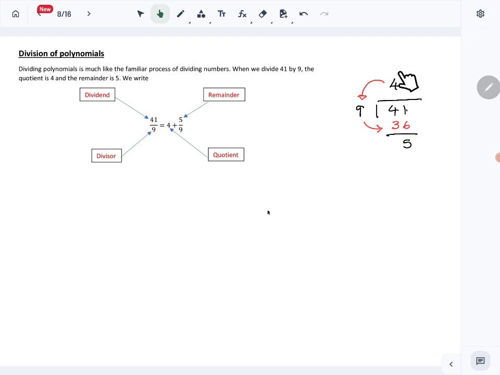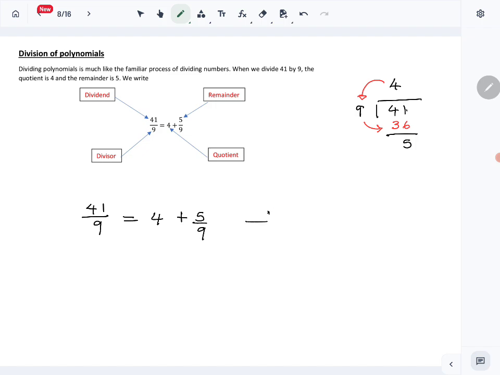So what you get up here is called what? Quotient, and down here is called what? Remainder, right? So then we can write this as what? 41 divided by 9, you get what? The answer part is 4. You get 4 whole plus what? A remainder part, 5 over 9.